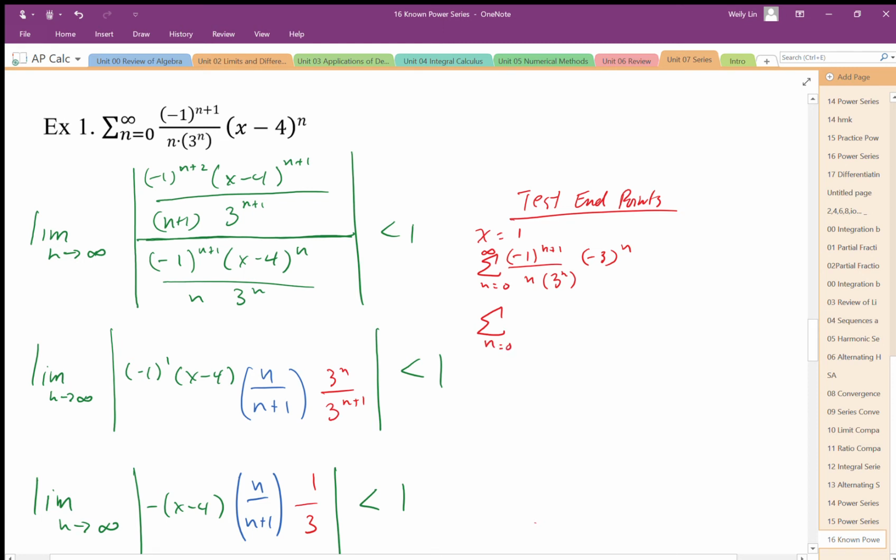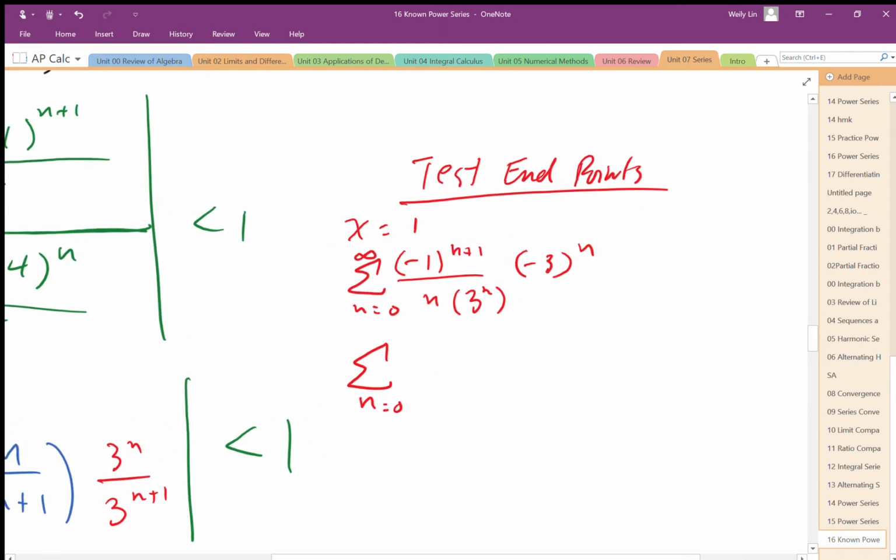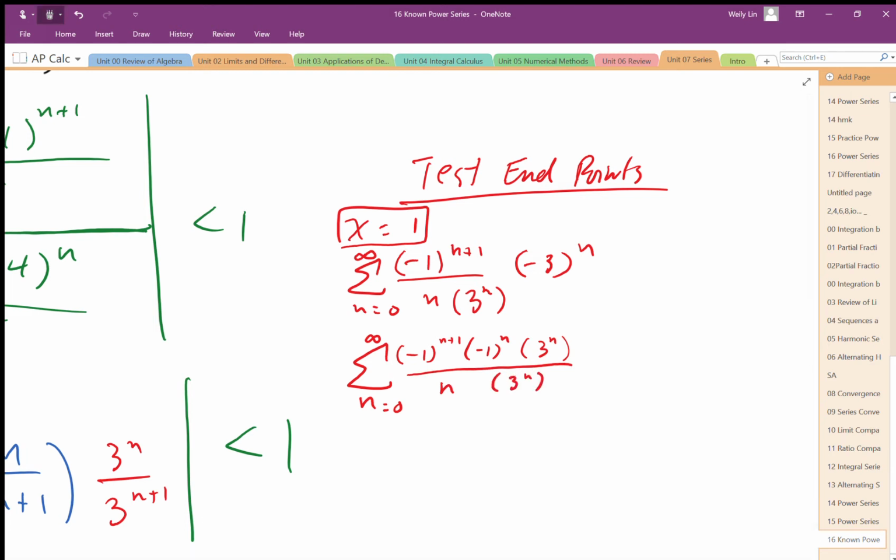N equals 0 to infinity. Just going to zoom in a little bit here. And we're going to end up with negative 1 to the n plus 1 times negative 1 to the power 3n over n to the power 3n. So a few things will cancel out here. We can cancel out those 3 to the power n's.